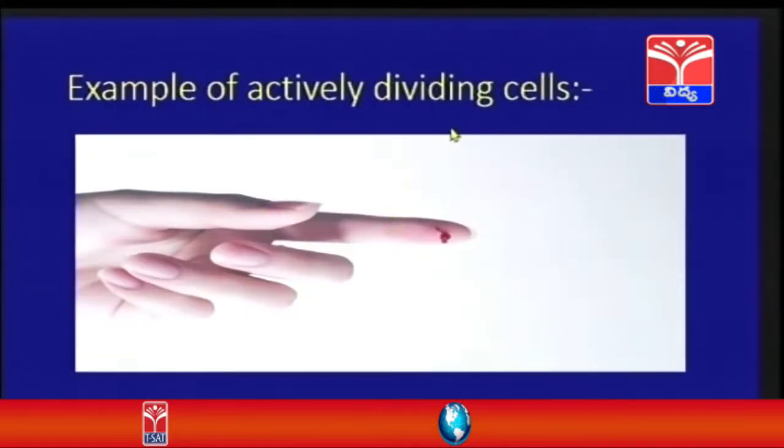The best example for actively dividing cells, as you can see in the image, is the finger having a small cut.